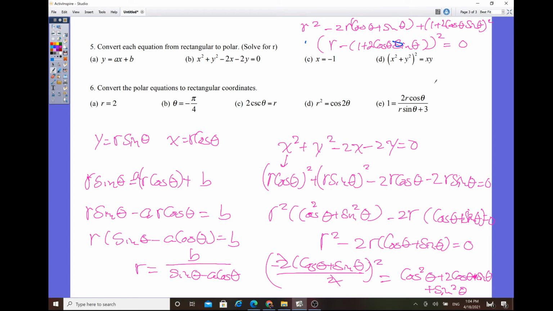Or from here, you can take the square root of both sides. So square root both sides, so we do have r equals 1 plus 2 cosine theta sine theta. So this one is just the double angle identity, so it's 1 plus 2 sine of 2 theta. So try to do it this way. Okay? So b is a little bit complicated.